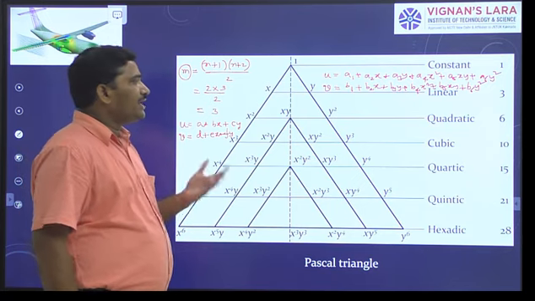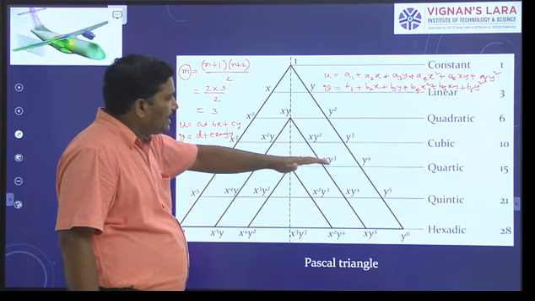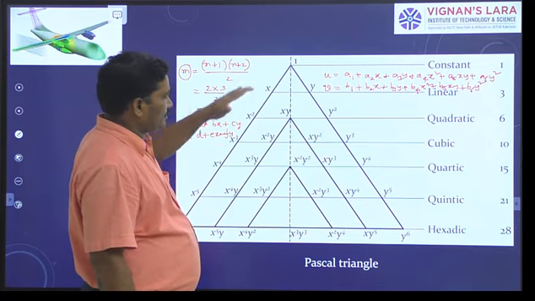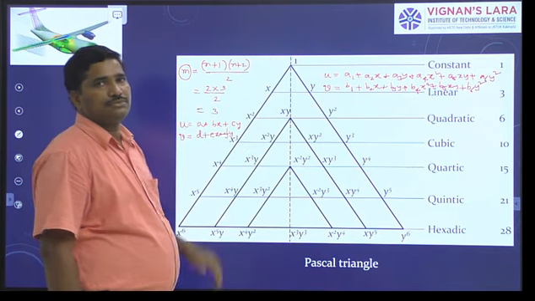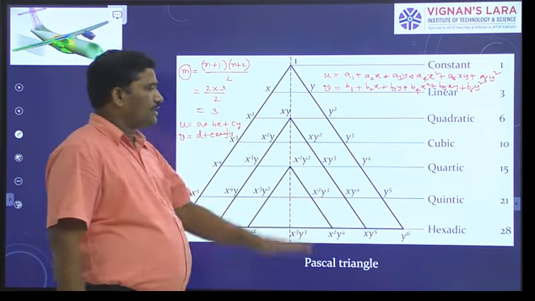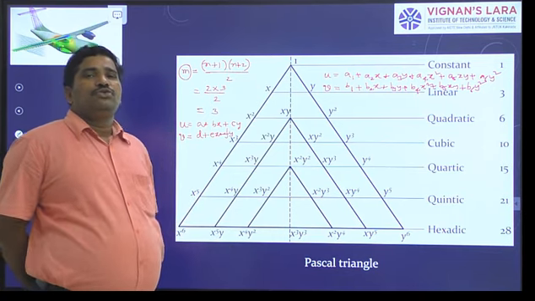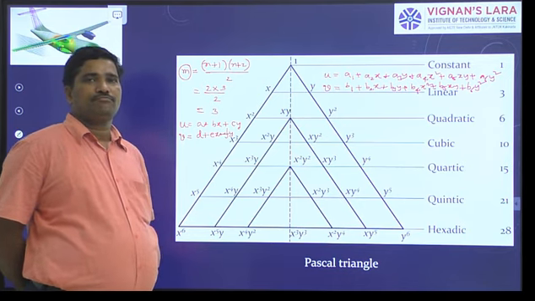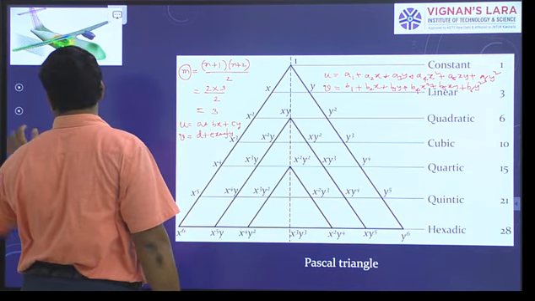Okay? When the order is 4, your polynomials will contain these terms. Understand? So this is how one can remember the Pascal's triangle for writing two-dimensional polynomials of any order. Okay? Right.